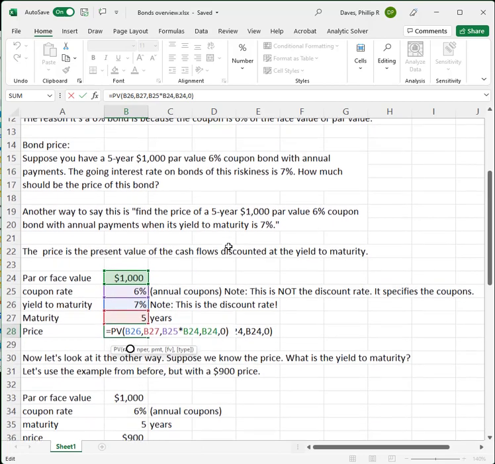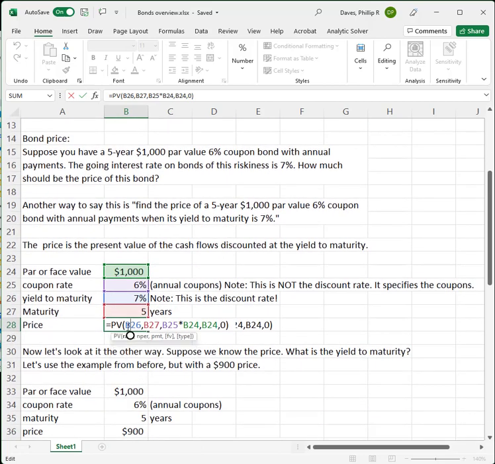And so the way we input this in Excel is we have the present value function. We have a rate. That's going to be what? That rate is our discount rate, so that's going to be the 7%. We have the number of periods. That's 5 years. The payment is $60 a year, but notice I don't have 60 anywhere on my inputs.